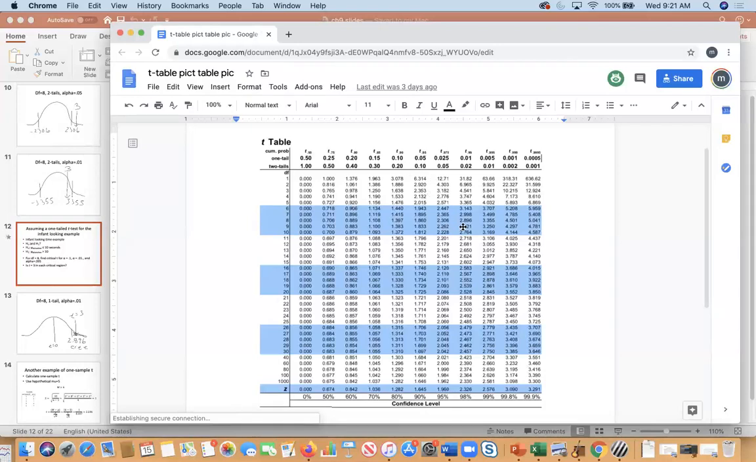2.896. Good. 2.896, which is right here. Degrees of freedom is 8. You go all the way over there. This is 0.01 up here in the one-tailed row right here. Go to where they intersect. Right here, we have 2.896.